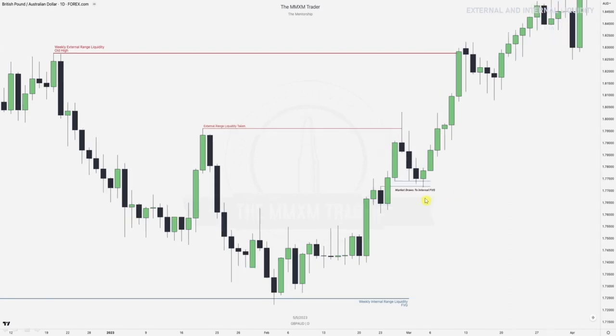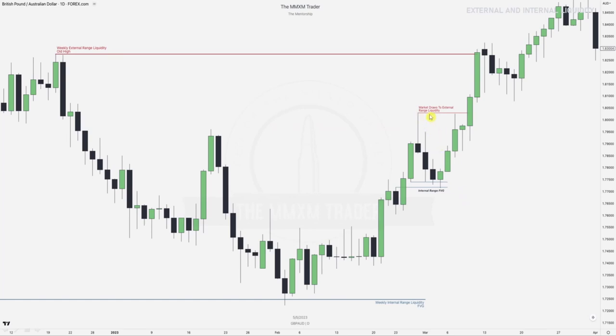Market draws to that internal fair value gap in discount of this range, swing low to swing high. It continues up again. Where are we going to go after we take this internal range? Again, it's on repeat: external to internal to external to internal, and it keeps going and going. Again, external range liquidity over here after we take that internal range. So we've gone from this internal on a higher time frame, that weekly internal range liquidity as the fair value gap, and now we're on a daily chart and we can see day after day we're looking for external to internal to external to internal.